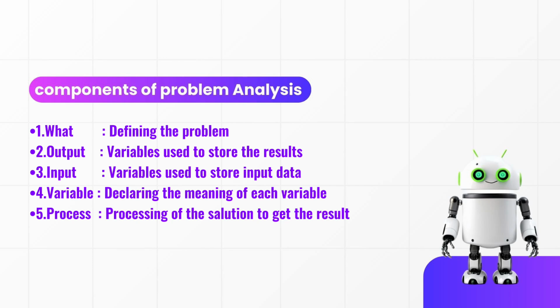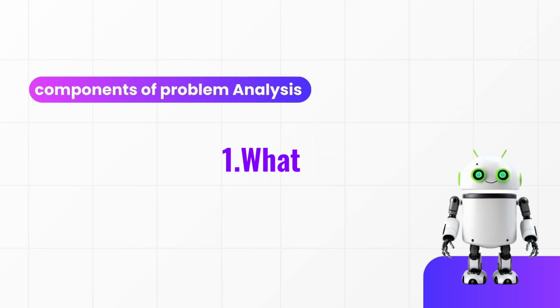Step 1 is defining the problem, which means what we want someone to do or the solution that we want to get to solve the problem. Okay, next step is output. We use output to store the result. It is the result that we want or show. Step 3, input. Input is the variable used to store input data. It means storing data to solve the problem.